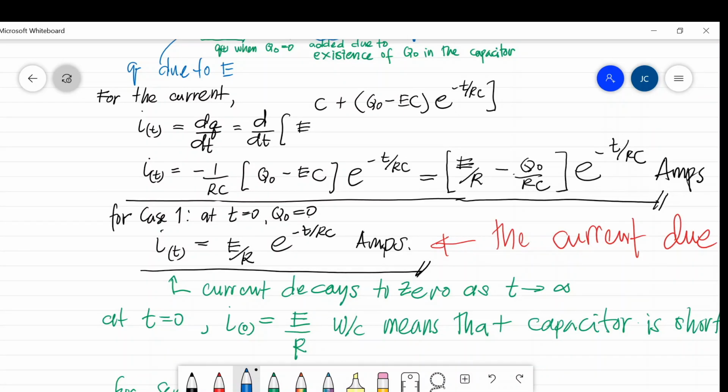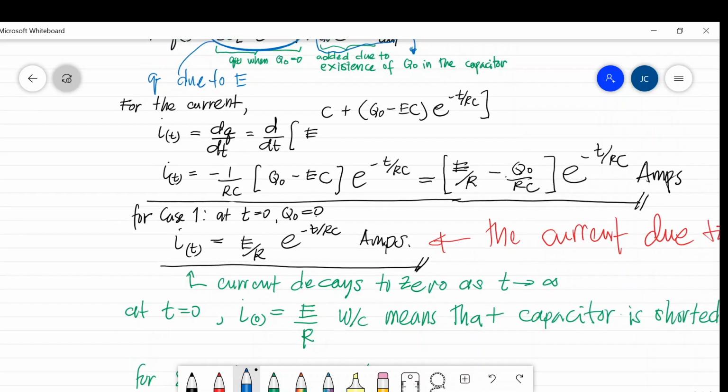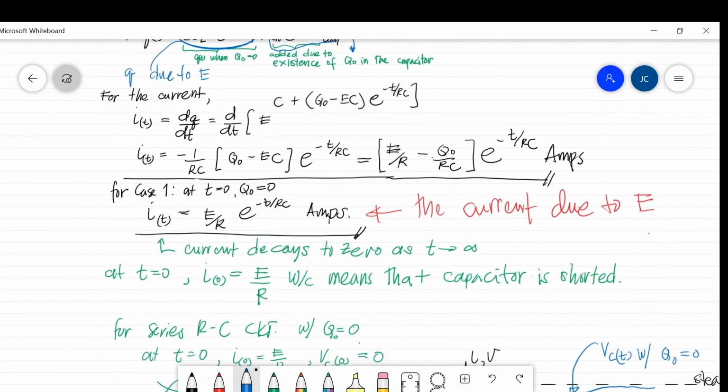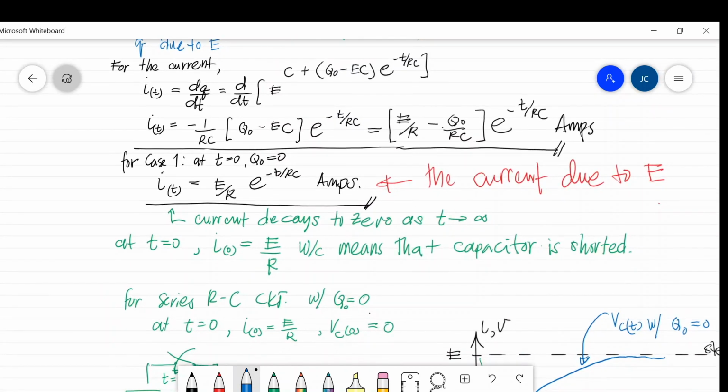For the current, it is expressed as the rate of change of charge per unit time.